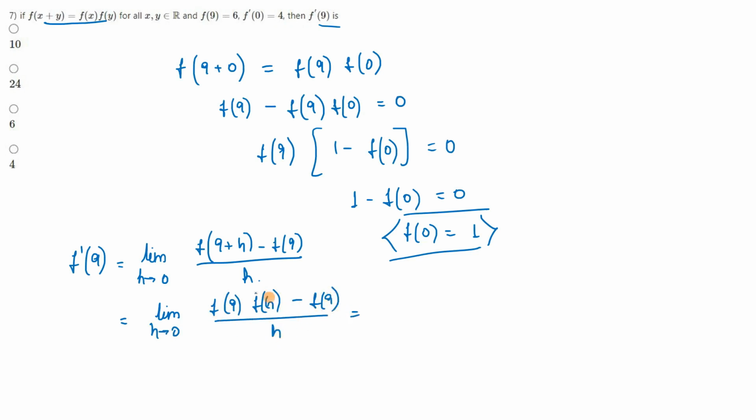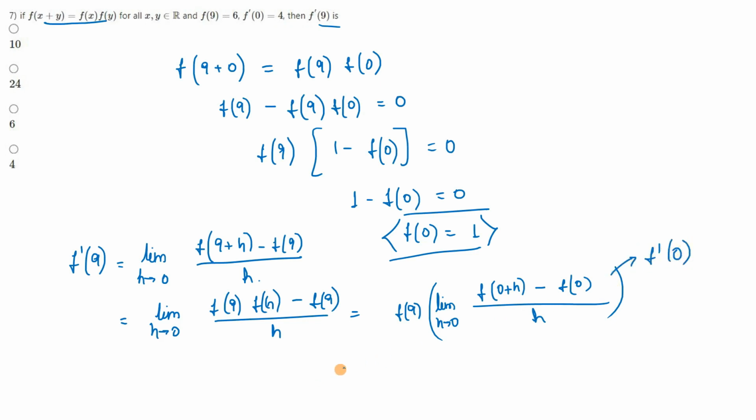I'll take f of 9 outside, f of 9 multiplied by limit h tends to 0. I'll just write this in another form. I'll write f of 0 plus h minus, I'll have 1 here, right? So instead of 1 I'll write f of 0 because 1 is equal to f of 0, divided by h. So now this whole value is nothing but f dash of 0, right? So this is equal to f of 9 into f dash of 0.